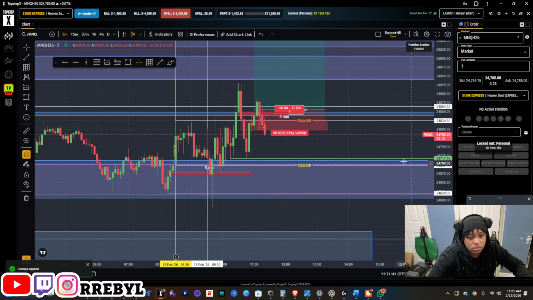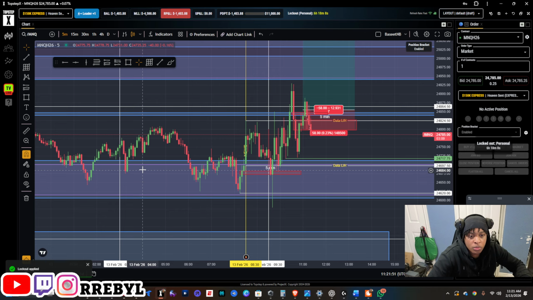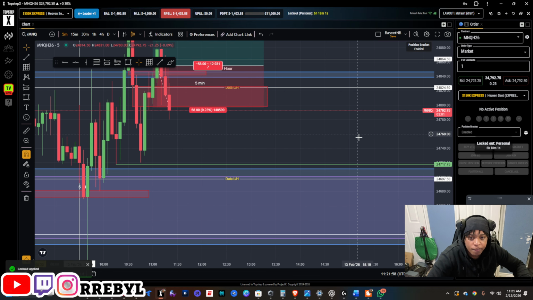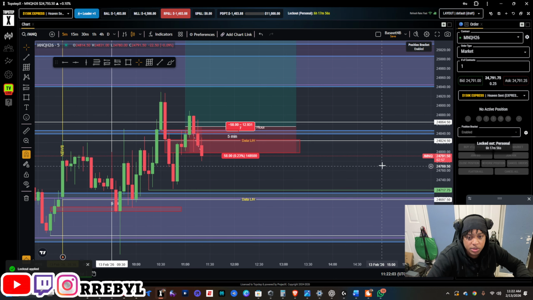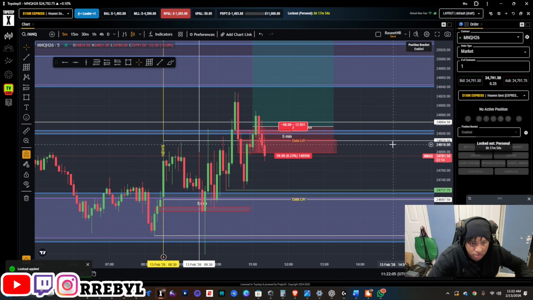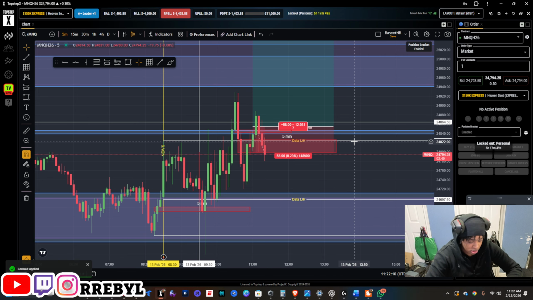This trade deal was somehow anyways. Too much liquidity has been swept on both sides for it to actually have its own price action.